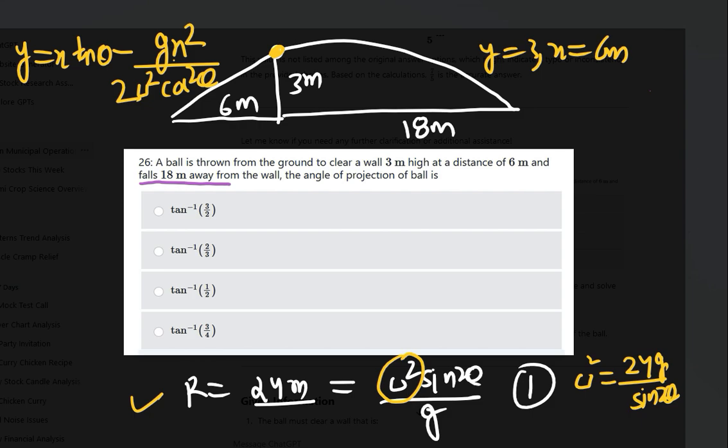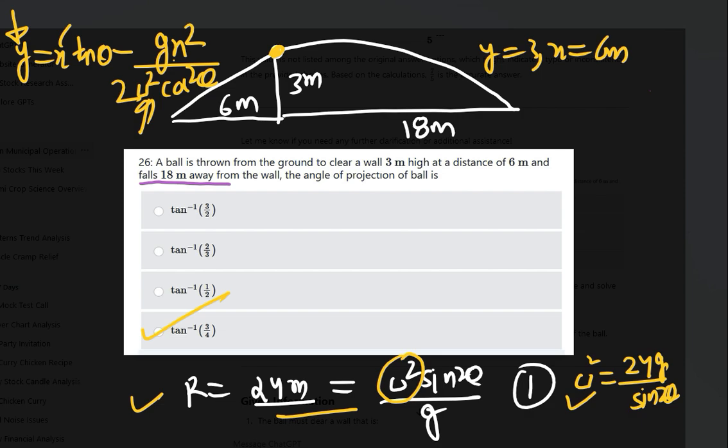So put this u square, which you have calculated from range, here. You will get a single equation. You know the value of y is 3, the value of x is 6. You will get one equation in theta. Convert everything to either cos theta or sin theta, and get your answer as tan inverse 3 by 4.